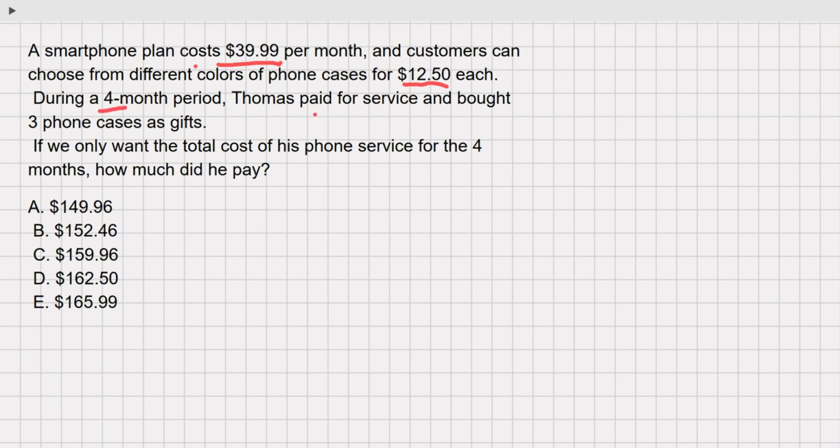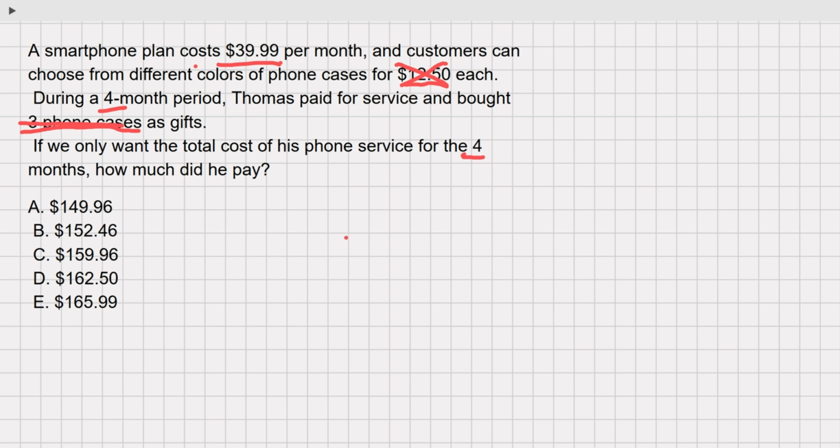During a 4-month period, Thomas paid for service and bought 3 phone cases as gifts. If we only want the total cost of his phone service for the 4 months, how much did he pay? So we're looking for the total cost of phone service for 4 months. Does that include anything to do with phone cases? No, it doesn't. So honestly, this has nothing to do with the problem. These are distractors, as you might call them.